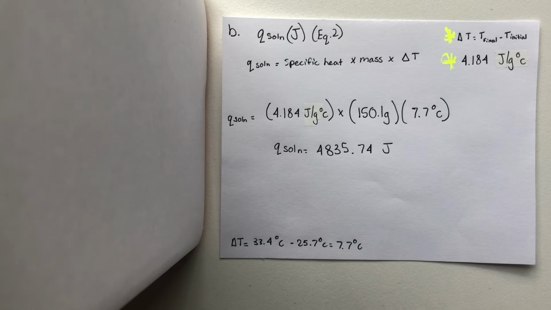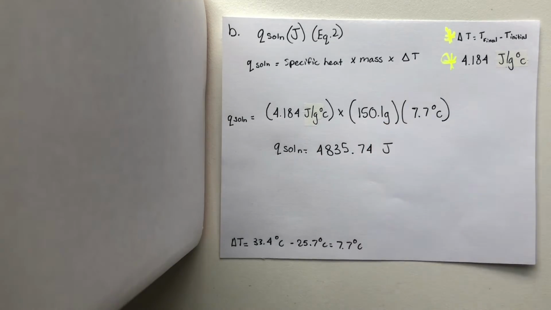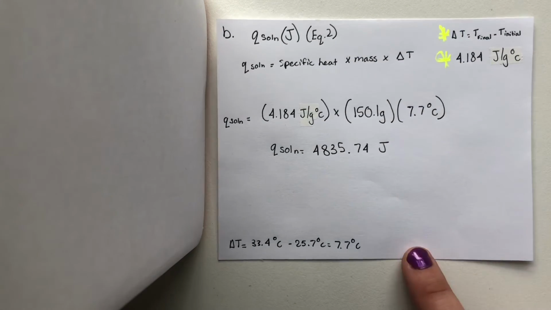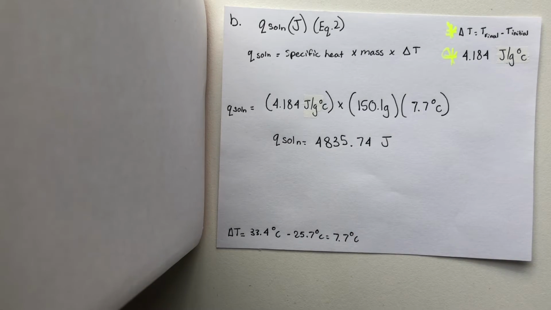So what we'll do is we'll multiply our values out. So we'll take the 150.1 grams that we got from A and multiply it by the 7.7 degrees Celsius, which is our difference, and that will give us 4,835.34 joules.